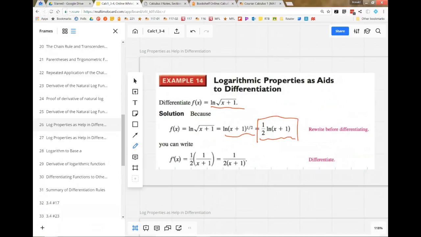Now let's take the derivative. We have a constant out in front, so let's ignore that. And then what happens when you take the derivative of a natural log? It's 1 over the thing you're taking the natural log of. And that's basically it. Just bring the 1/2 back. So remembering your log properties can greatly aid you in taking derivatives.